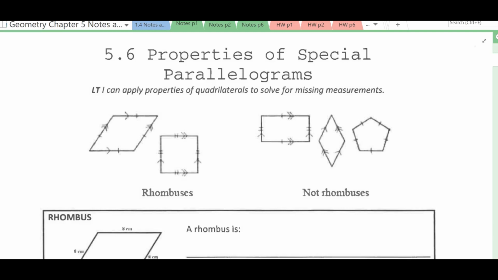Alright, in this video we're going to discuss properties of special parallelograms. So in the last few videos we were talking about parallelograms, and we saw that they had 5 properties, and you want to make sure that you know those properties very well, because you're going to have to apply them when you're solving problems. So now we're going to take our parallelogram and we're going to give it a few more attributes to change it into other special parallelograms.